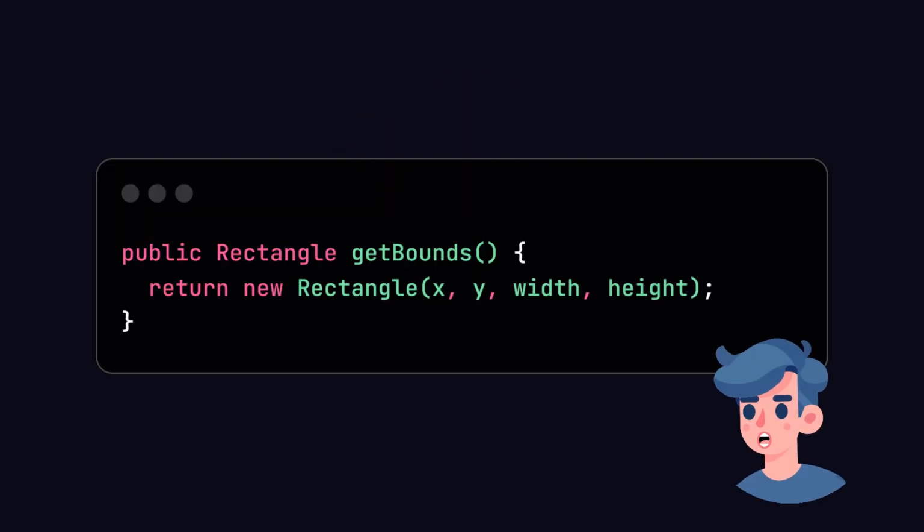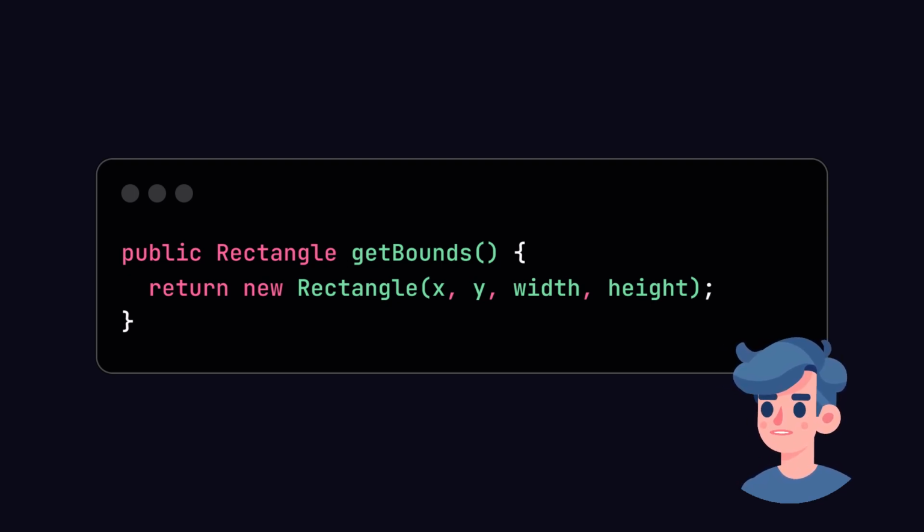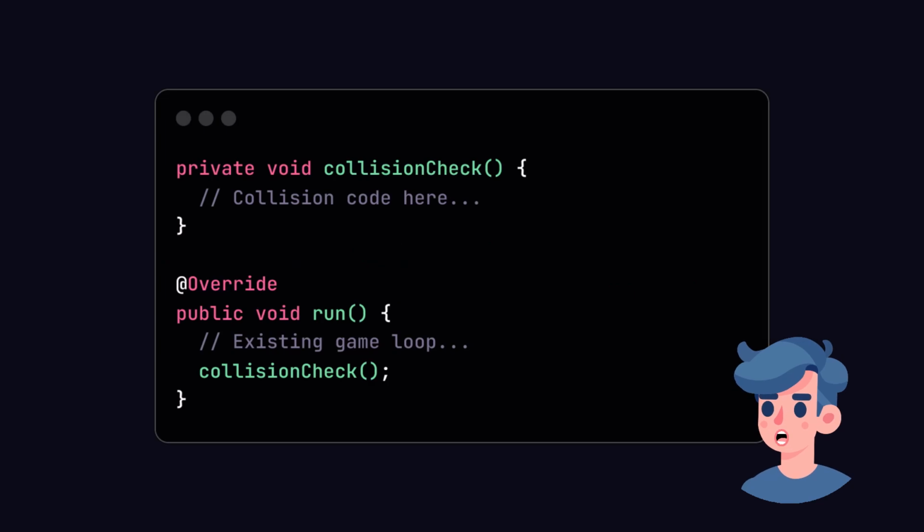We need the getBounds method in both the bullet and enemy classes. This will return a rectangle representing their hitbox for collision detection. Add the getBounds method to both classes now. After that, we'll call collision check at the end of the run method in game panel, right before the repaint call. Now your game should have basic shooting mechanics, a player, bullets, and enemies that move down the screen.